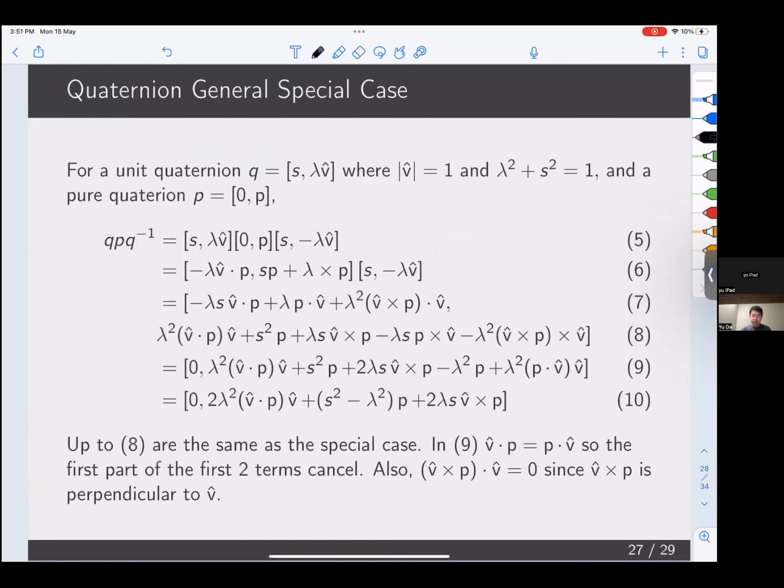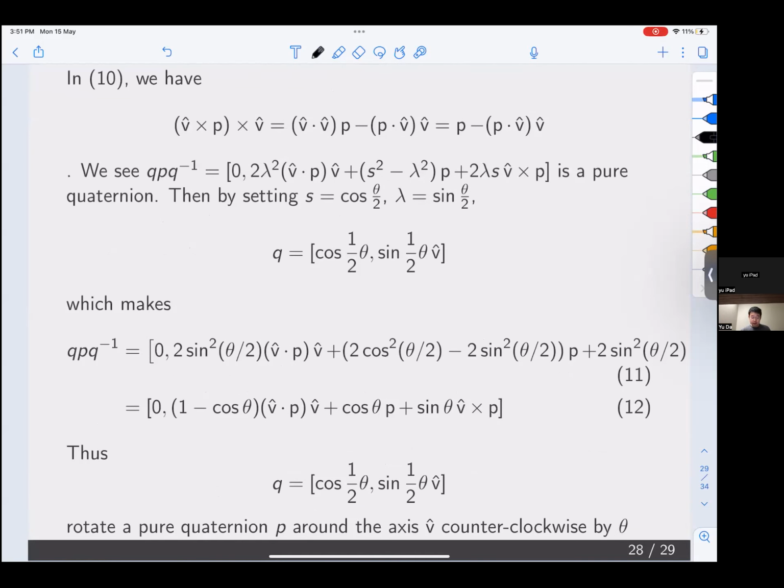Next we see the general case. If V and P are not perpendicular to each other, then simply multiplying P with Q would not give us a pure quaternion. So we have to multiply by Q inverse again. Here we're using the product rule and expanding terms out, and in the end we'll have the result. It looks like this, and this is indeed a pure quaternion.